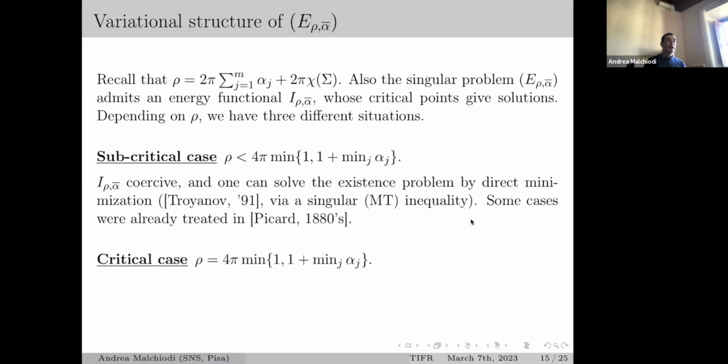Now there is a critical case, which corresponds in the previous situation to the topological sphere, in which rho is exactly equal to this quantity. In this case, the energy is bounded from below, but not coercive.